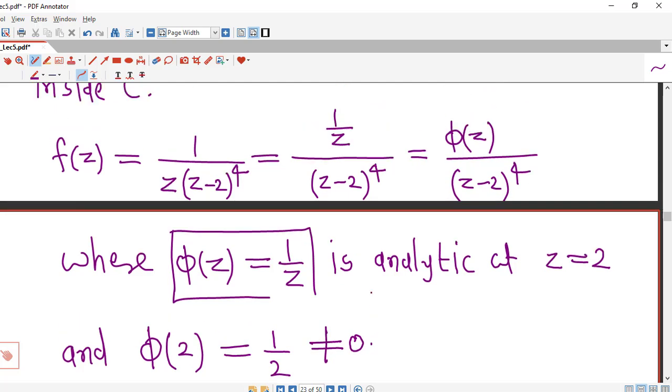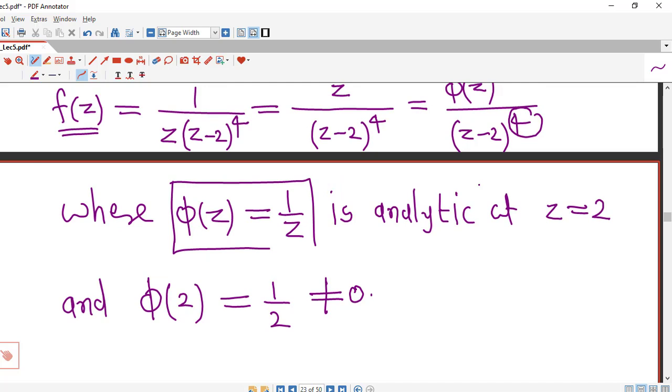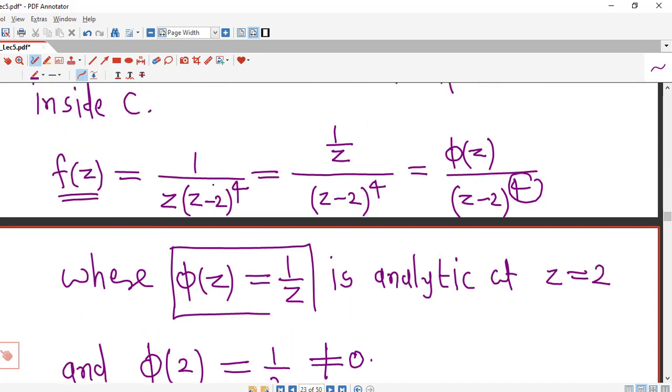So therefore f of z has a pole of order 4 at z equal to 2, because this f of z is written in this form, phi of z over (z minus 2) to the power 4, where phi of z is analytic at z equal to 2 and value of phi at z equal to 2 is non-zero.